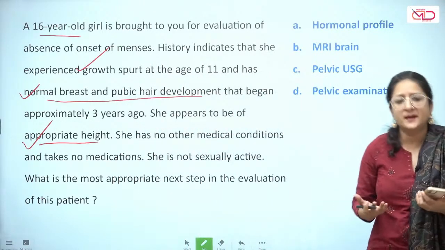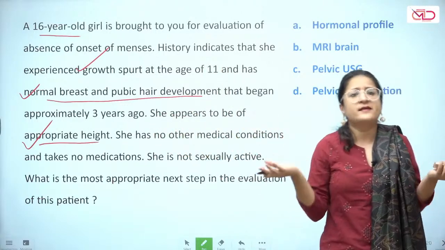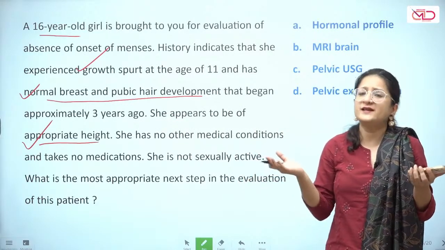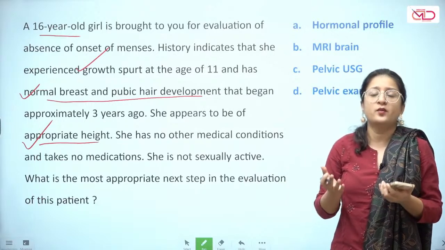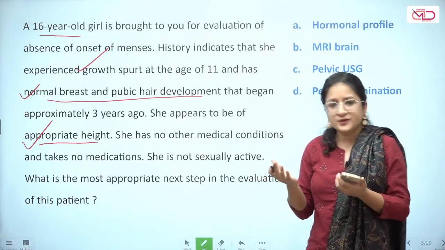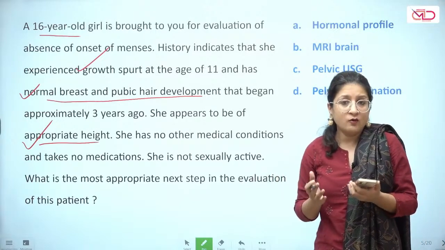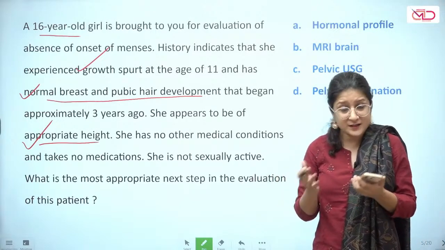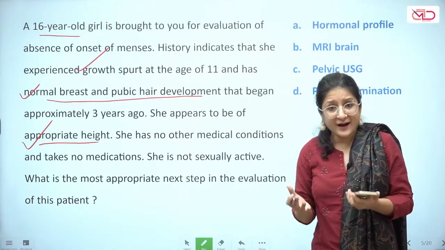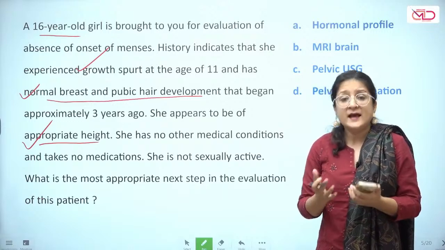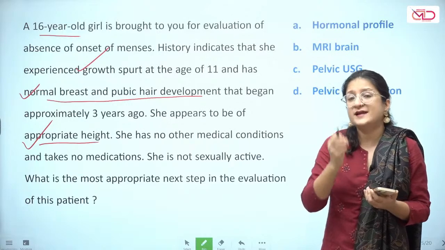Go step by step. Yes, normal breast development, meaning yes, I can fairly well assume that she is having normal functioning ovaries, right? She is having estrogen in her body. That is why breast development is progressing fine, right? But what I don't know as of yet right now is, does she have a uterus or doesn't she have a uterus? Okay, what is the problem? Is she having an outflow tract obstruction? Could that be a reason? Now that can simply be evaluated by doing a basic pelvic examination at the first step.